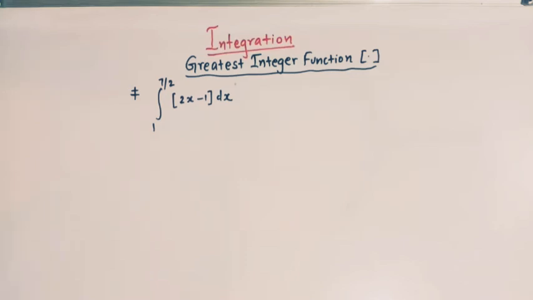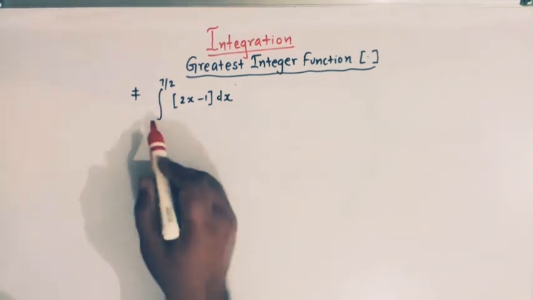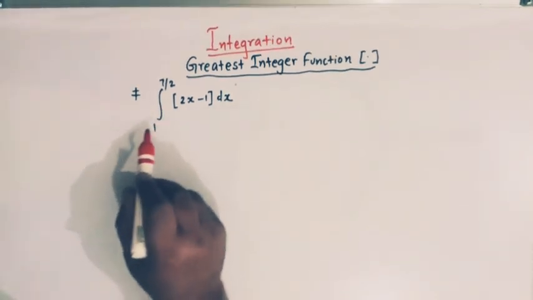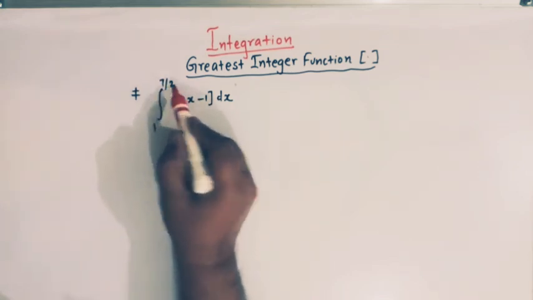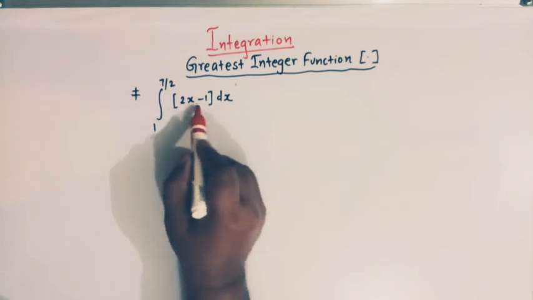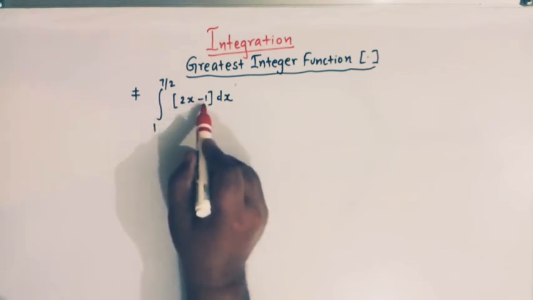Hello viewers, in today's class we are going to take up an important definite integral related to the greatest integer function. Here let us find the value of the integral from 1 to 7 over 2 of the greatest integer function 2x minus 1.